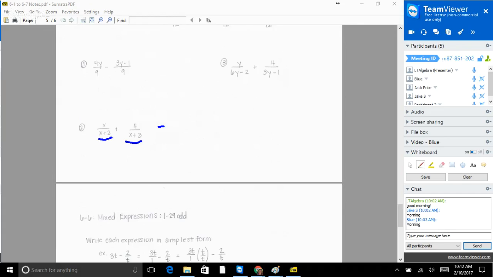So my new fraction, when I add them together, is going to have a denominator of x plus 3. The denominator stays the same. And then for my numerator, I just add each of these together. So it's x plus 4. Pretty easy, right? Not too bad.